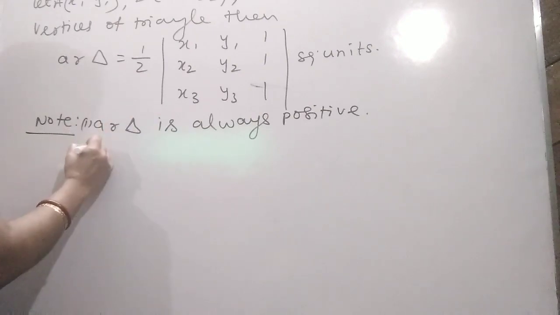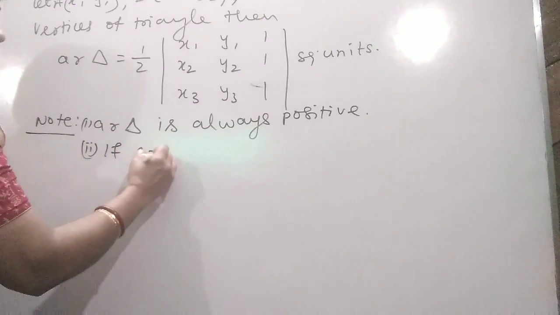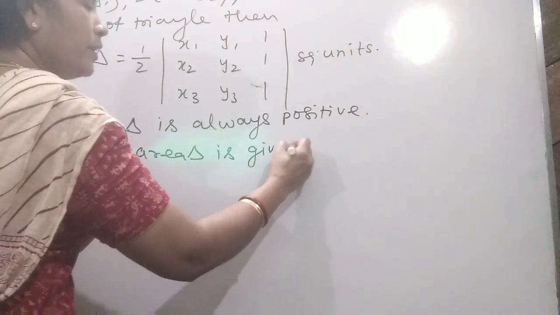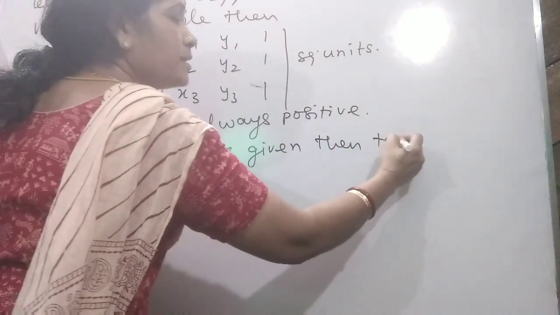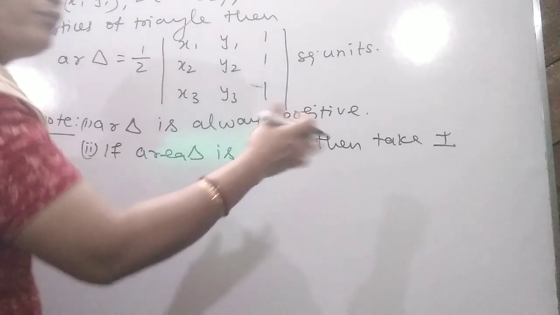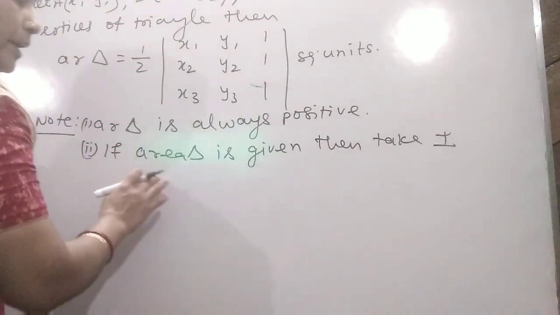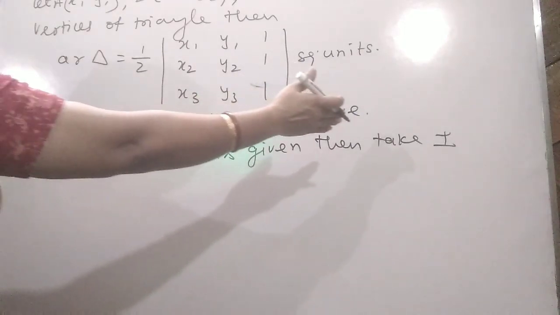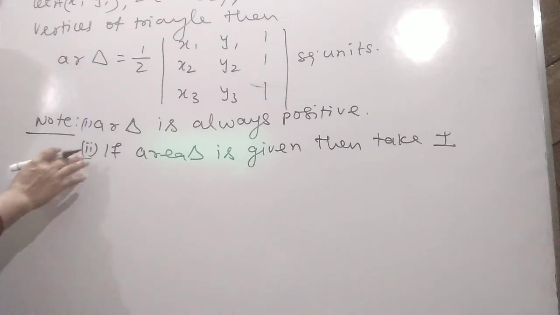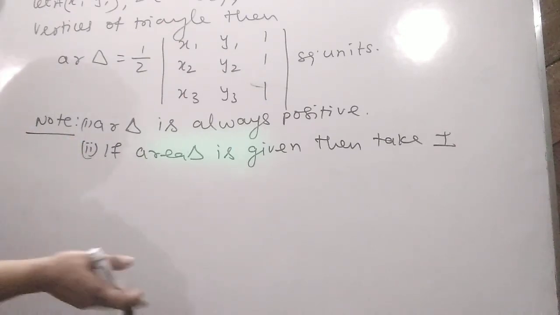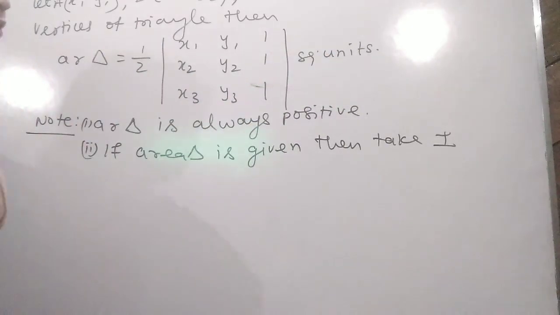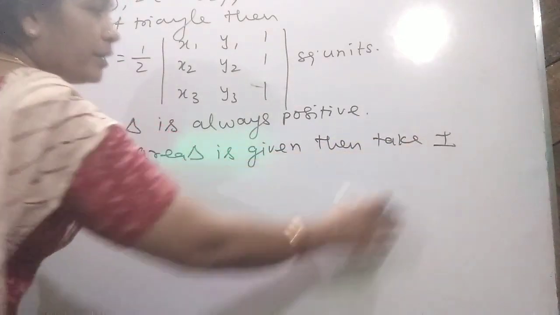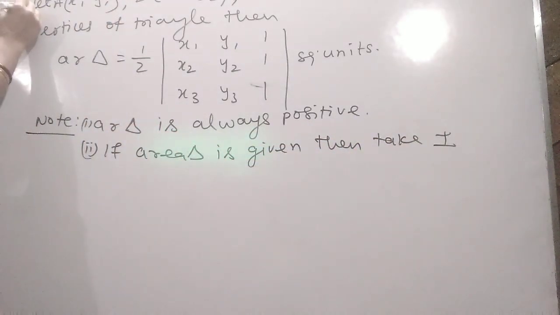Now number 2: if the area of the triangle is given, then take plus or minus of the given area to further proceed. Suppose the area is 35, then you have to take it as plus or minus 35, because we don't know whether it is negative or positive. In case the answer is negative, we present it positive. So in case area is given, you should take it plus or minus. Clear? Now this is formula number 1.